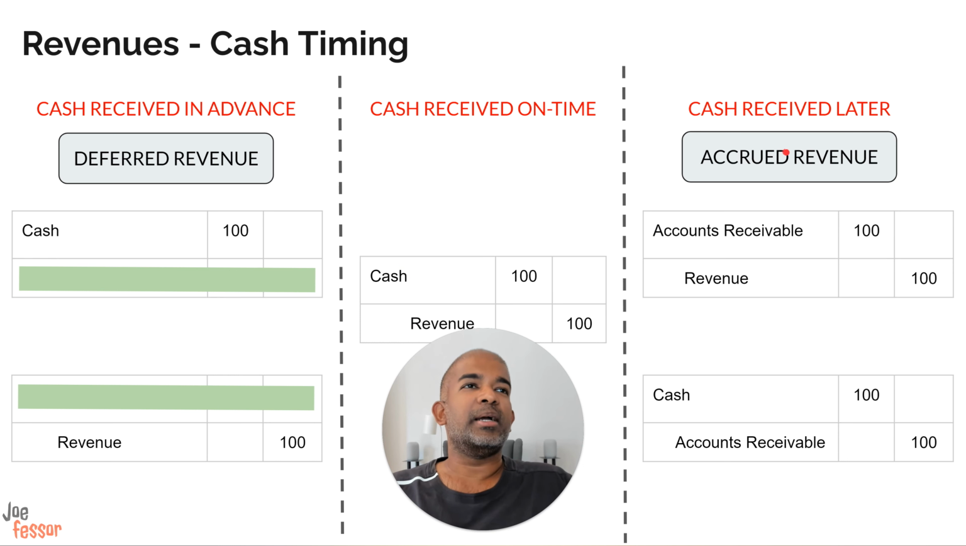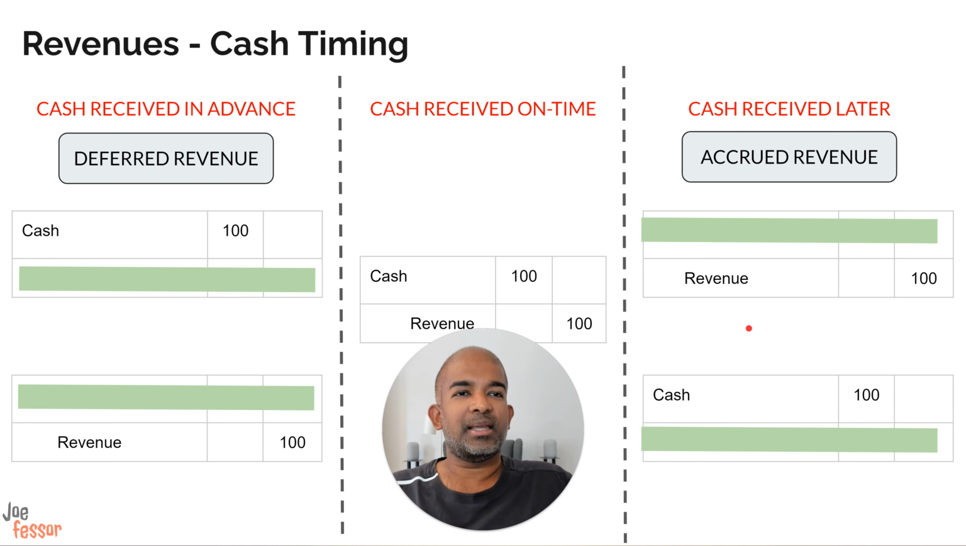Under accrued revenue, accounts receivable was debited in the first step, and later when cash was collected, it was reversed, right? So that account is being cancelled out. You can see that cash is debited and revenue is credited. Again, it's consistent with what we saw in the previous two cases. So the only difference comes with the timing of when revenue is earned, right?